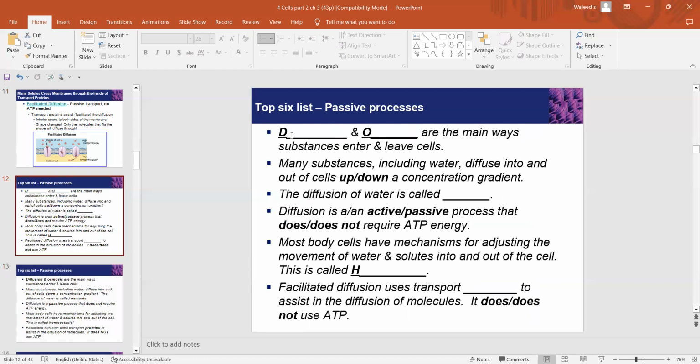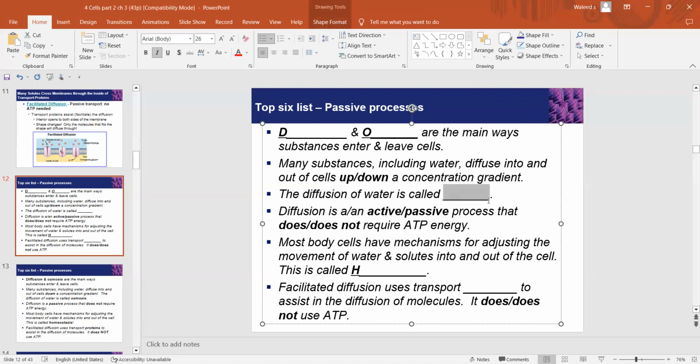So this is just repeating diffusion and osmosis. Water and other things diffuse into and out of the cells, down their concentration gradient. Diffusion of the water is called, you guys know? What's the diffusion of water specifically?